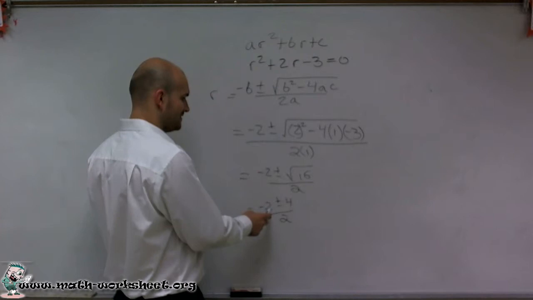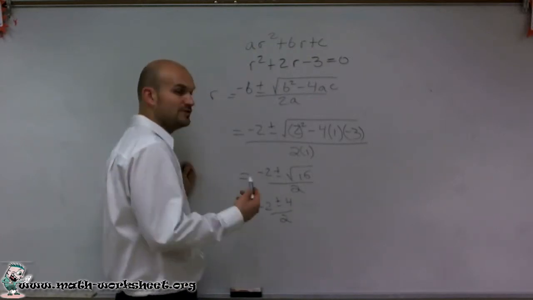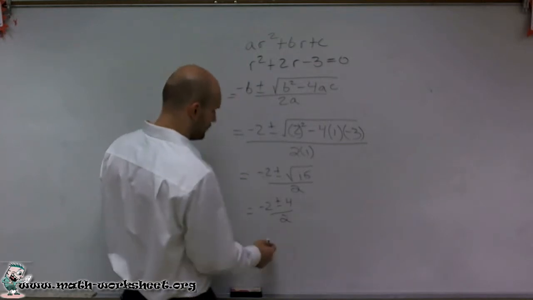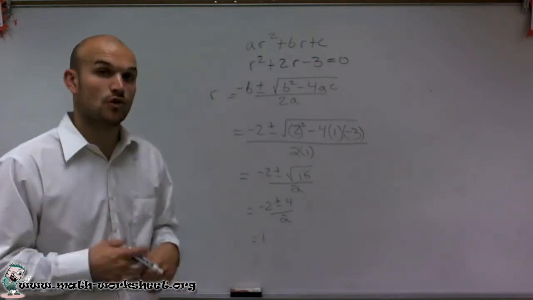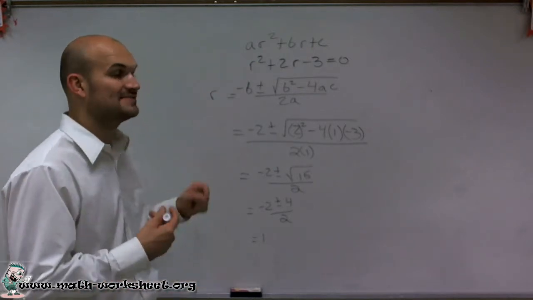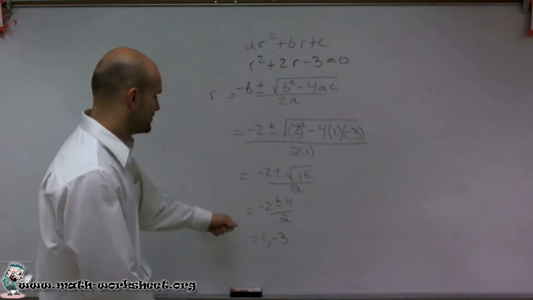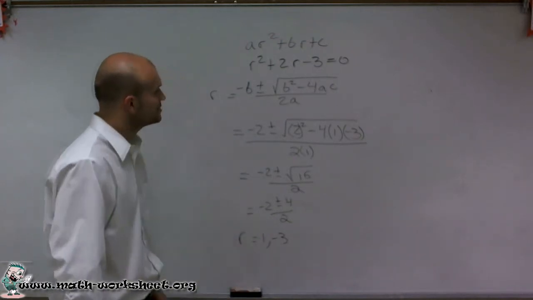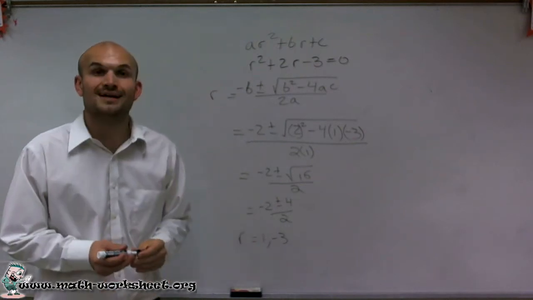So I could have negative 2 plus 4, which would be 2. 2 divided by 2 is going to equal 1. Or I could have negative 2 minus 4, which would give me negative 6. Negative 6 divided by 2 is going to be negative 3. Therefore, my solutions to this quadratic by using the quadratic formula are 1 and negative 3.